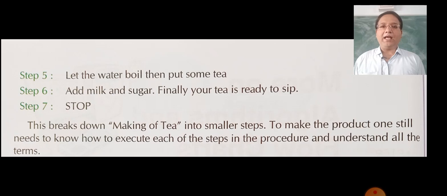So, these are the steps for making tea. It is an algorithm for making tea. This breaks down the making of tea into smaller steps. To make the product, one still needs to know how to execute each of the steps in the procedure and understand all the terms. So, if you follow these steps, then you can easily make tea.